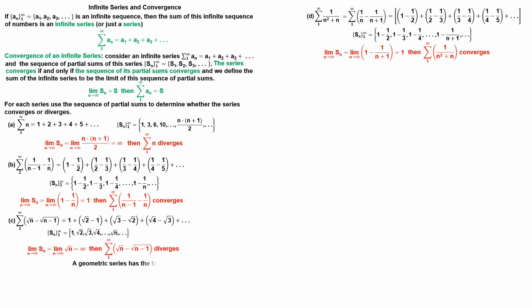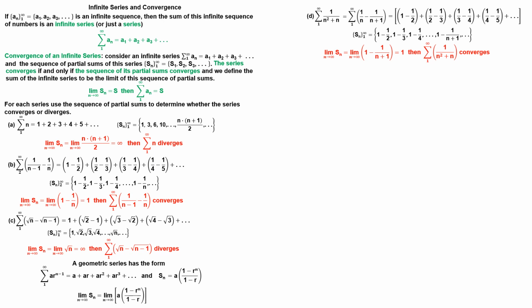A geometric series has the form. The formula for partial sums is very well known. You should remember that a is the first term and r is the common ratio. The series will converge provided the partial sums form a convergent sequence. So let's take the limit of the partial sums.